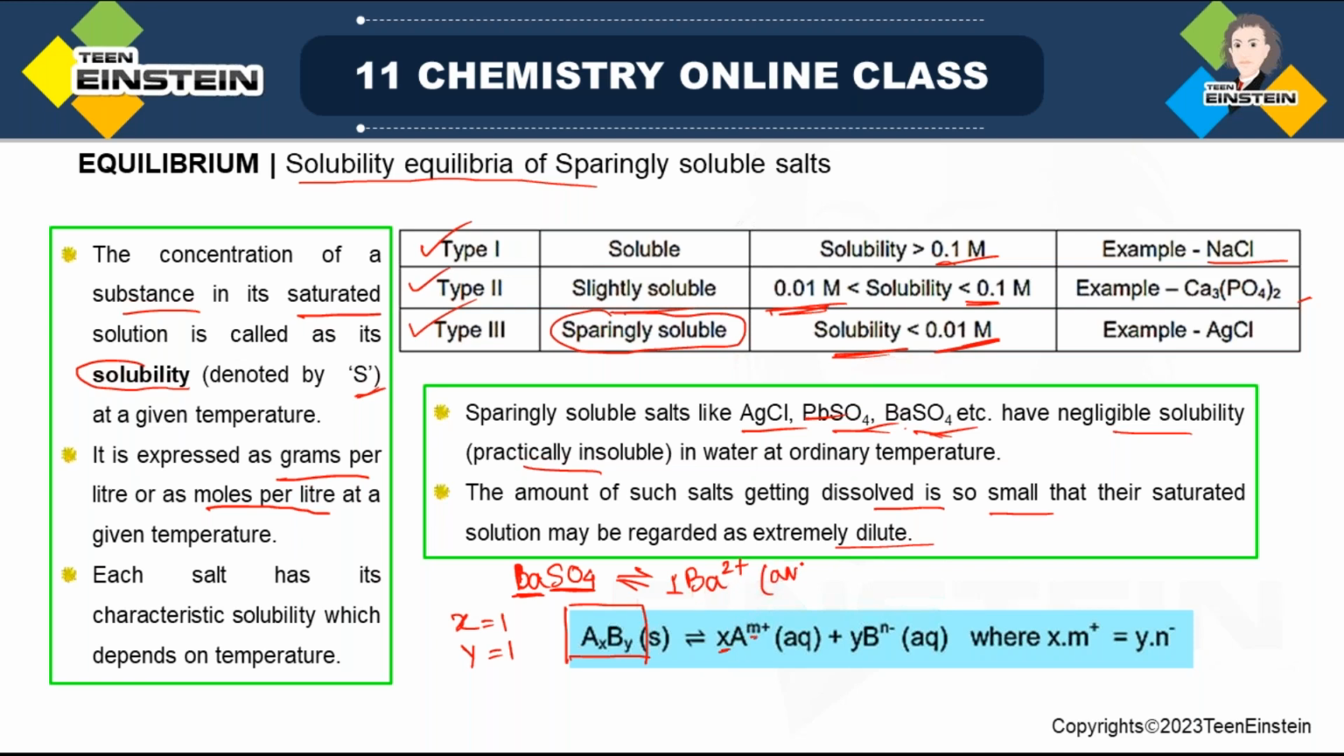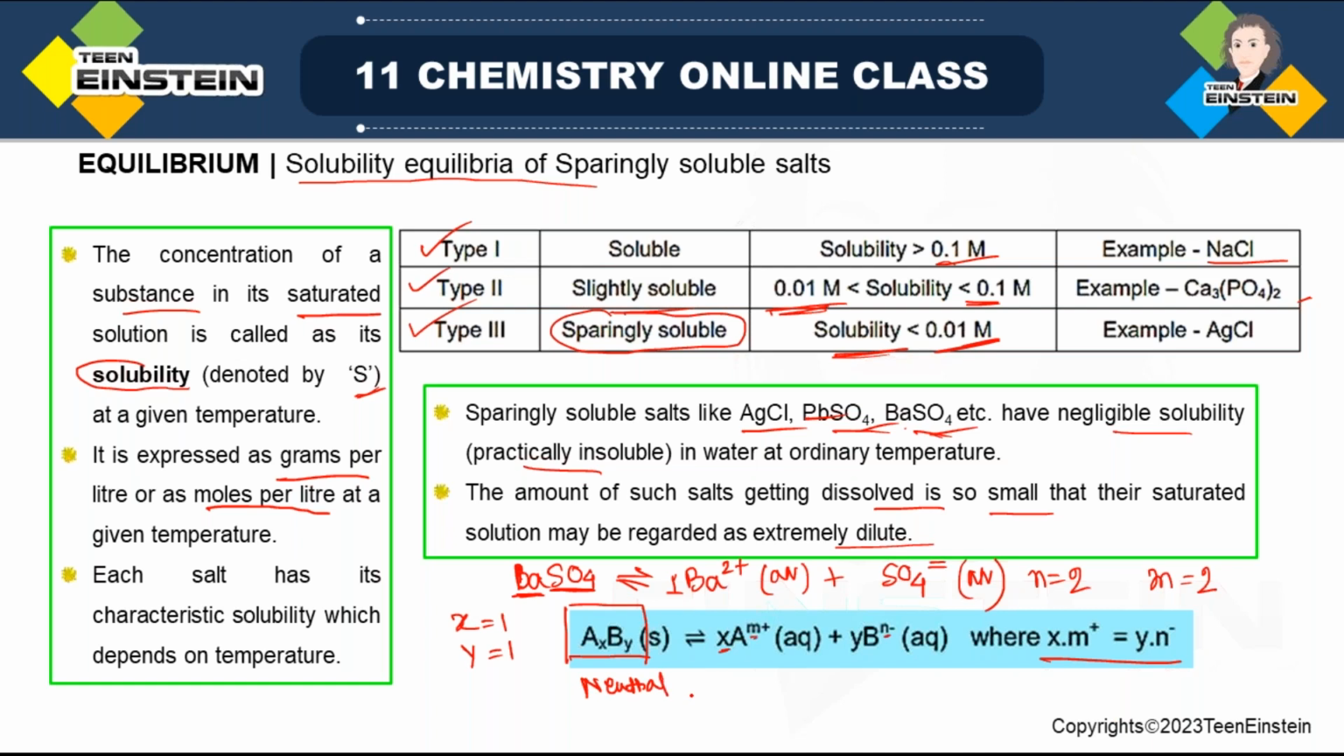So it is in aqueous state. Then sulfate, its ion charge is 2 negative. So the small n is actually the charge of the anion. Here n value is 2, m value is also 2, but this is negative charge, this is positive charge. And this relationship will be true always, because the overall charge of the salt obviously has to be neutral.